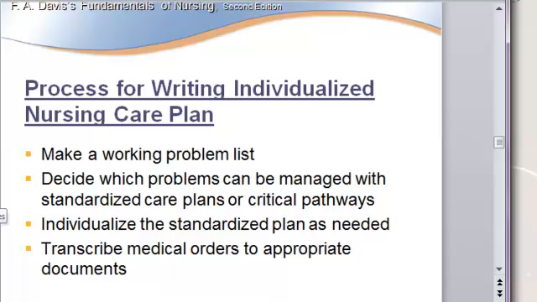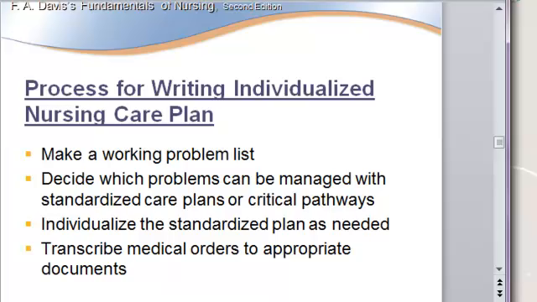First of all, you need to make a working problem list. You need to decide which problems can be managed with a standardized care plan, or if it is a critical pathway that you can use, especially if it is standardized and it is one of those that will work on the unit that you're working on. And individualize the standardized plan as needed, and transcribe the medical orders to appropriate documentations.